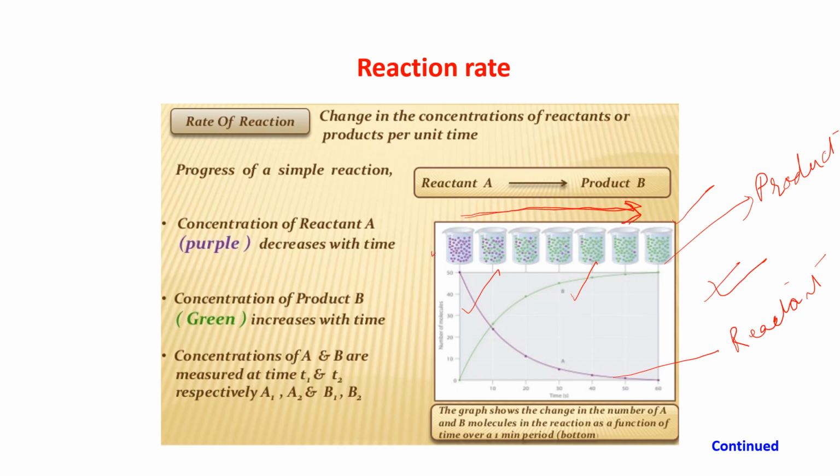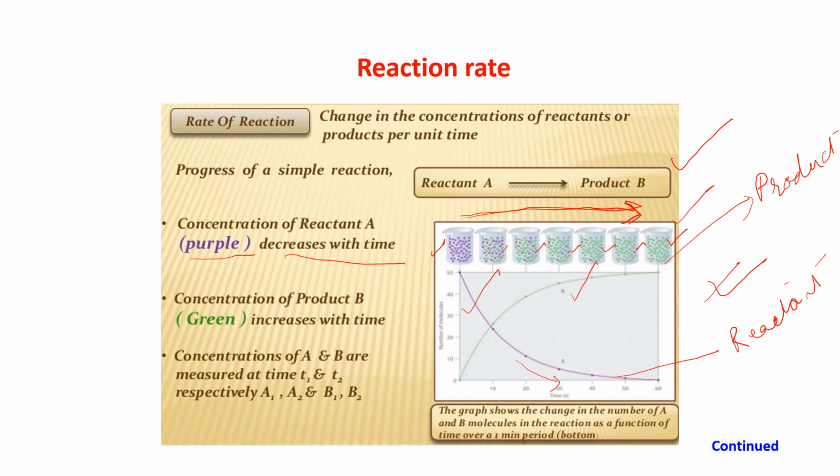See, at first there are only reactants, purple color. Then purple is changing to green, then more green, then more green, and at the end it is only green. No purple. That means the whole reactant has changed into product. So see that here the reactant A is giving you product B. As I told you, the concentration of the reactant A, purple, decreases with time. See, it is decreasing with time like this.